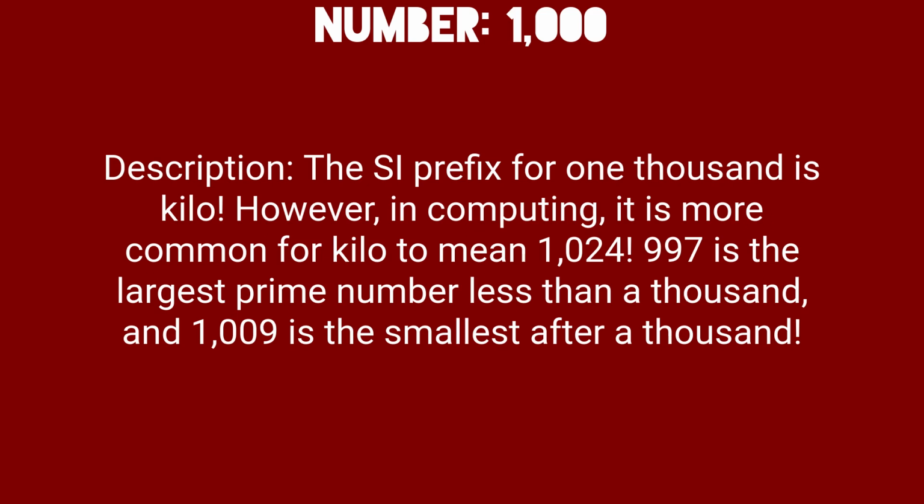10 to the third power, that's 1000. The SI prefix for 1000 is kilo. However, in computing, it is more common for kilo to mean 1024. 997 is the largest prime number less than 1000, and 1009 is the smallest after 1000.